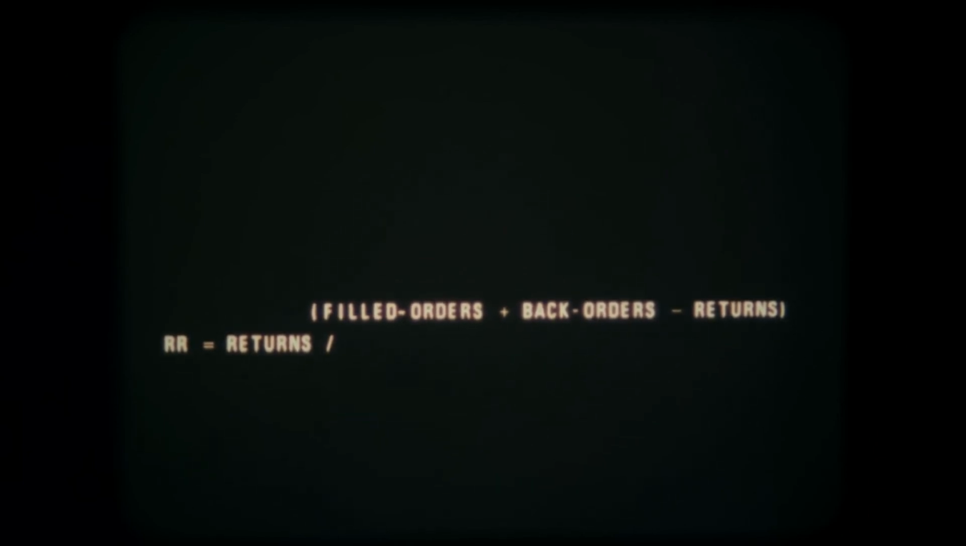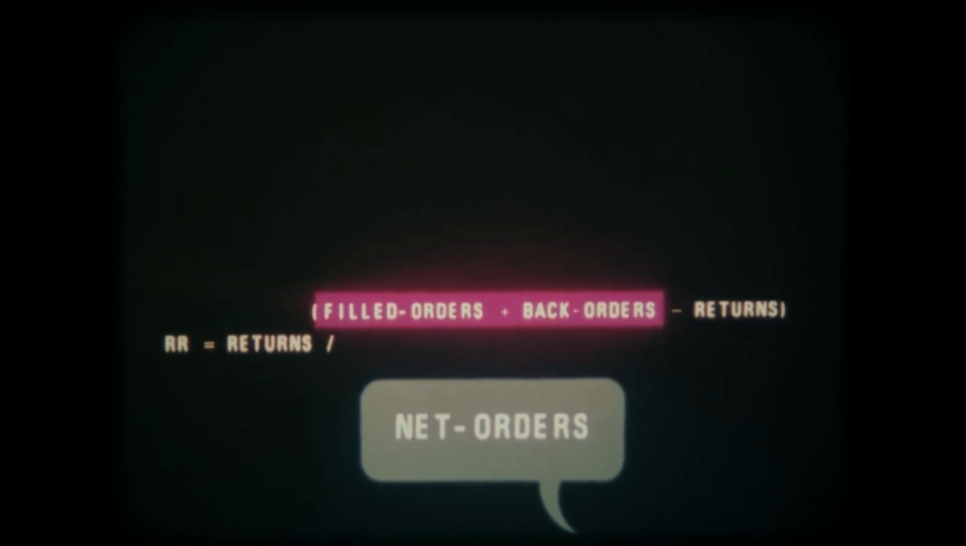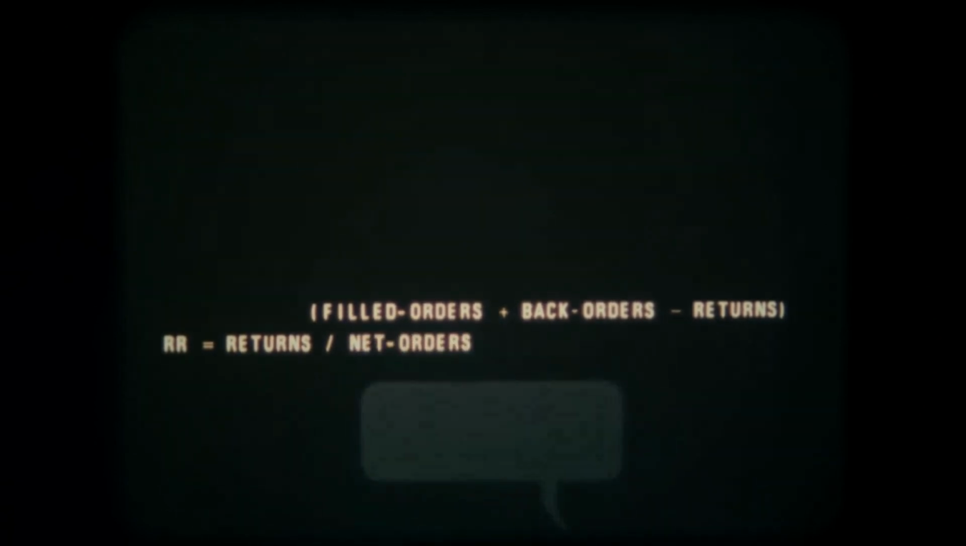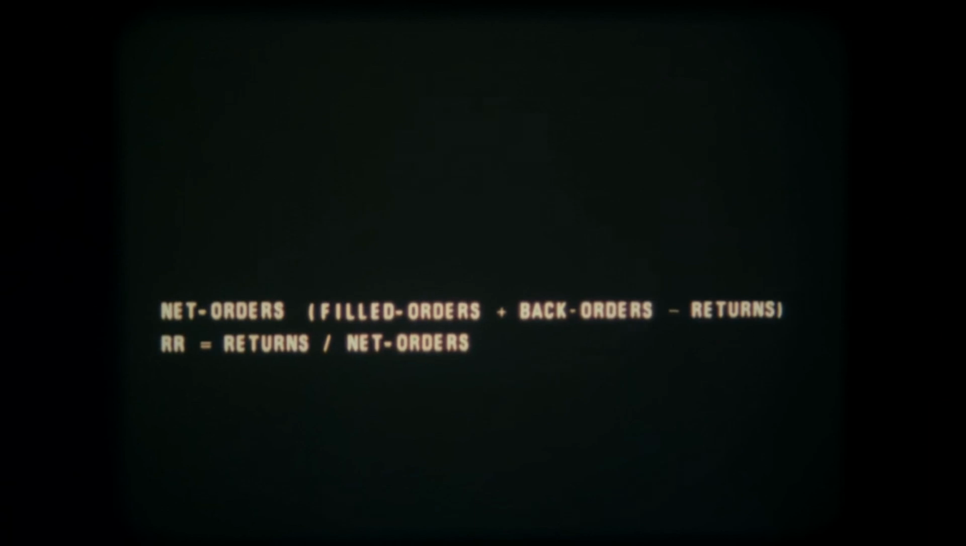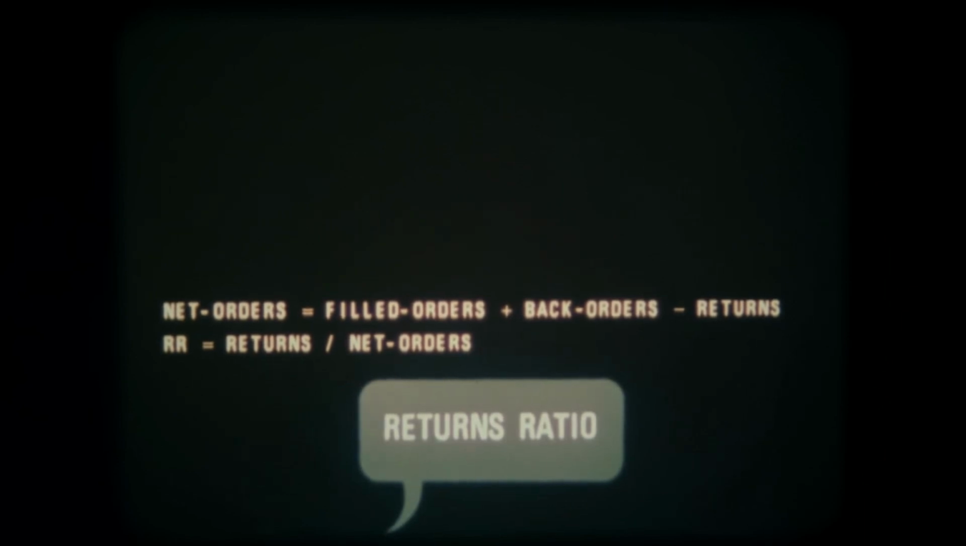I get it. That's net orders. The difference between the orders they got and the stuff that was returned. Right. The programmer could have simplified our job in understanding this formula by introducing as an extra structure net order. How's that? Better. RR is the percentage of returns. Maybe it stood for returns ratio.